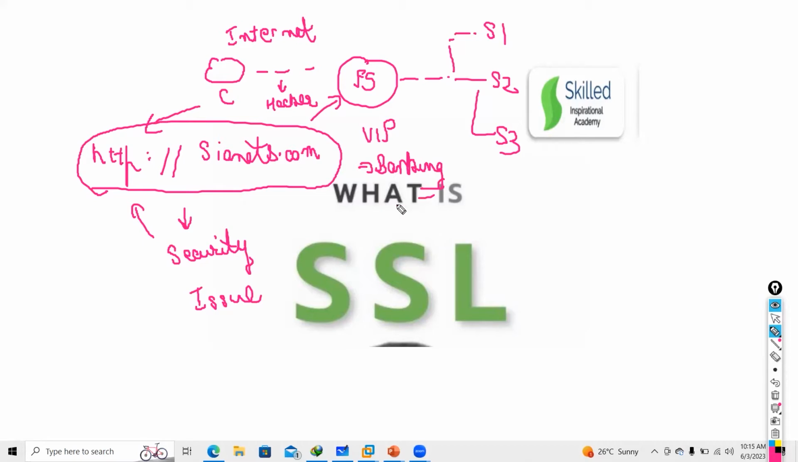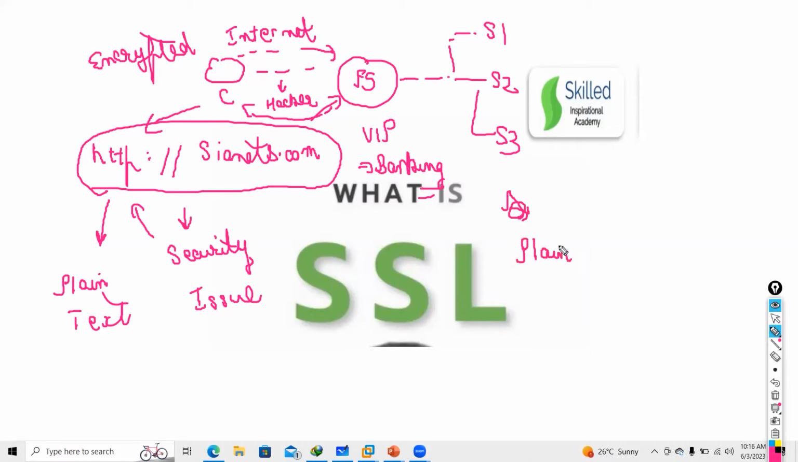So guys, the first loophole is that it is not encrypted. The second thing is that this website is not encrypted, which means it says HTTP, so it is plain text. Anyone can read the data which is getting transferred from client to F5 or F5 to client. Anyone can read or examine any packet. Nothing is required. So if I enter a credit card number or my password, everything will be plain text. Very, very important. That is why a concept came into the picture, which is SSL.